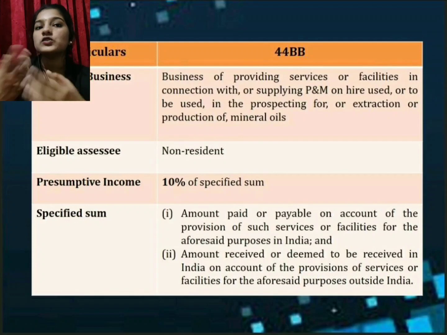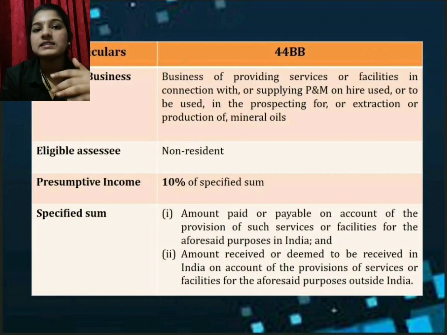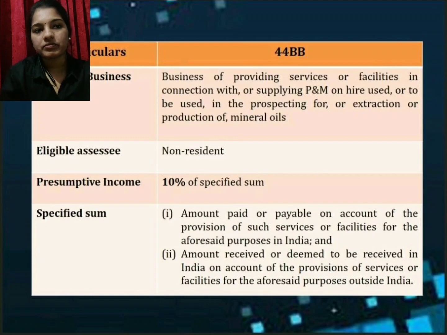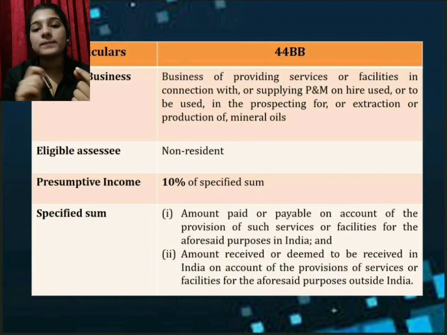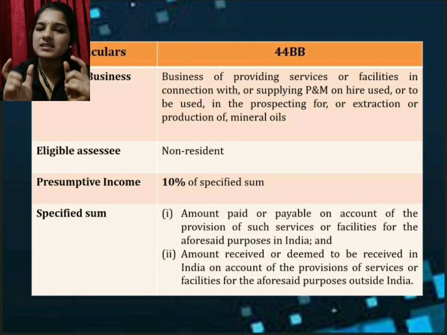Okay, the assessee should be engaged in the business of providing services or facilities in connection with the extraction or production of mineral oils. Okay, in this case, the presumptive income will be 10% of the specified sum. Okay, what is the specified sum?